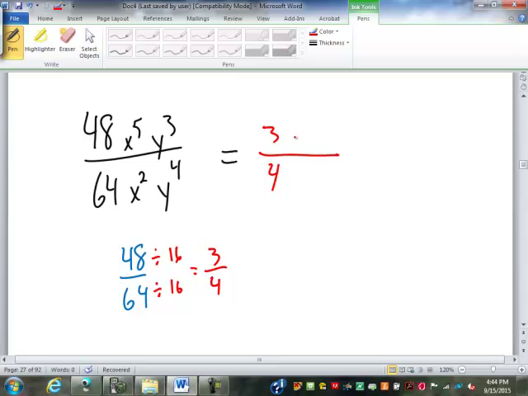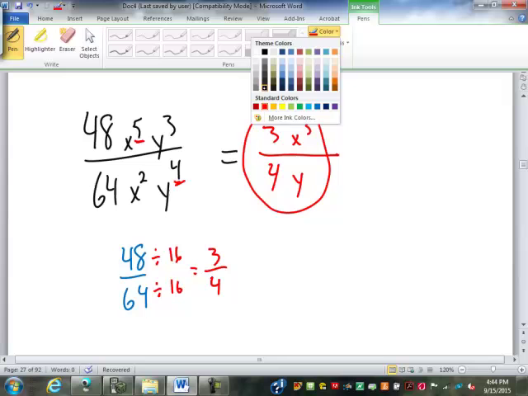X to the 3rd on top. 5 is the bigger power, so it's on top. 5 minus 2 is 3. And then y on bottom. 4 was the bigger power, so it's on bottom. The difference between 3 and 4 is just 1, so just y. So 3x to the 3rd over 4y.